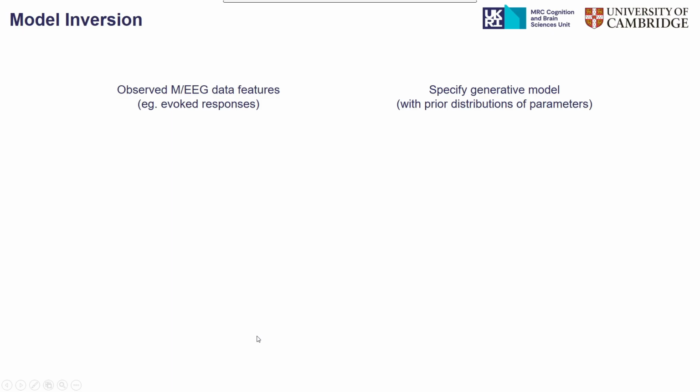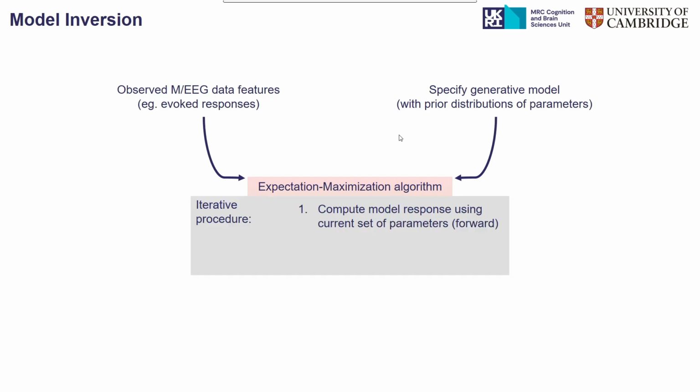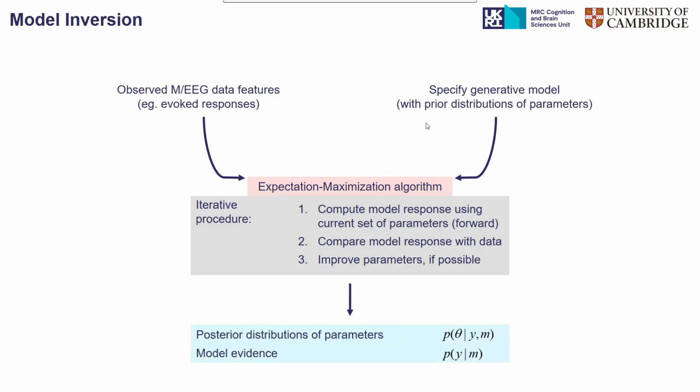Now, the model inversion itself begins with providing observed MEG data and the specified model with priors. This is given as inputs to the EM, expectation maximization, algorithm, and this is an iterative fitting procedure where given the model with some parameters, it first does forward modeling and generates a response. This response is compared with the actual data, and if the fit is not good enough, the parameters are improved. Now this continues until a good enough fit is achieved, and the goodness of fit is evaluated using free energy. At the end of it, we get posterior distributions of parameters and model evidence.